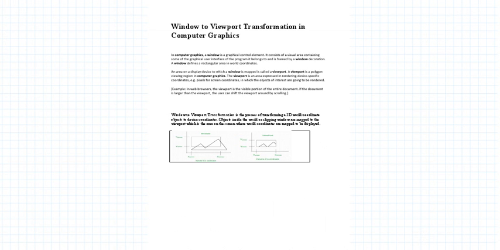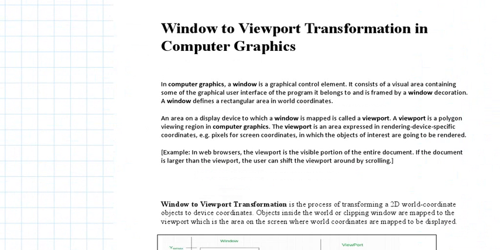The key terms in this topic are window and viewport. First, let us look into the bookish definition for window. In computer graphics, a window is a graphical control unit. It consists of a visual area containing some of the graphical user interface of the program it belongs to and is framed by a window decoration. In simple terms, a window defines a rectangular area in world coordinates.